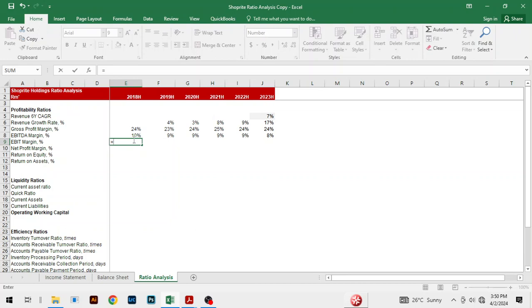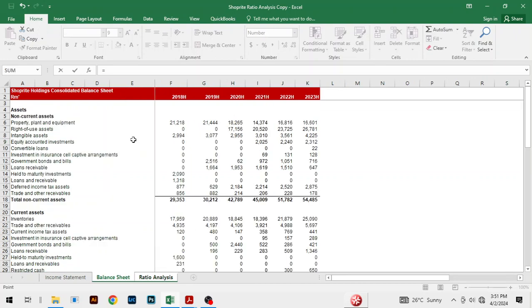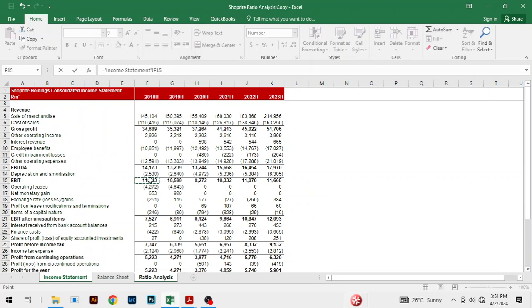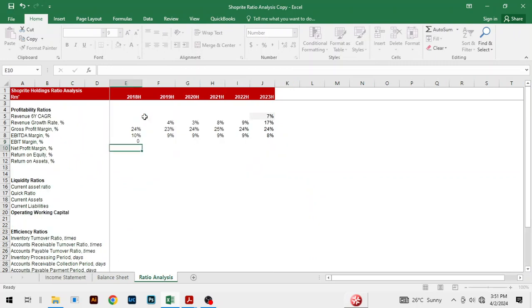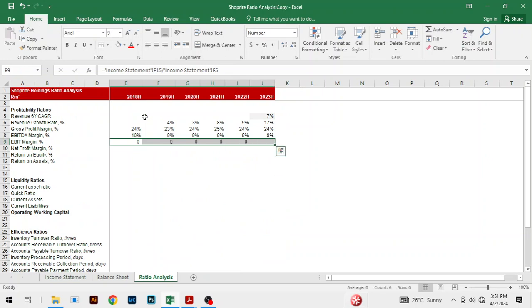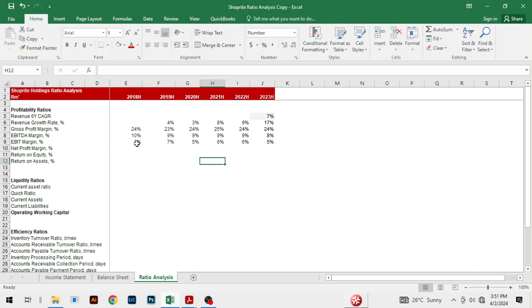Now for EBIT, we have removed depreciation. Let's go back and select EBIT, divide it by revenue, and copy that to the right. So we are saying that the EBIT margins are oscillating between 5% to 8%. That's not that bad, since Shoprite is a supermarket in the retail sector. So these margins are not that bad.